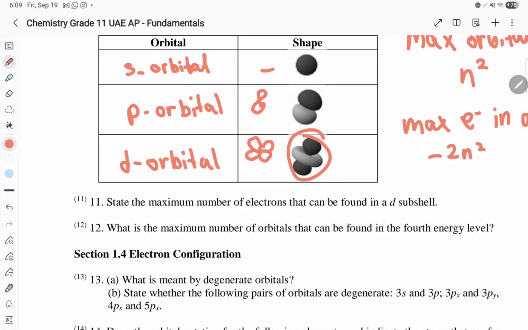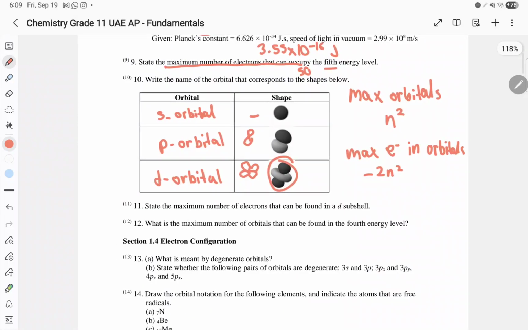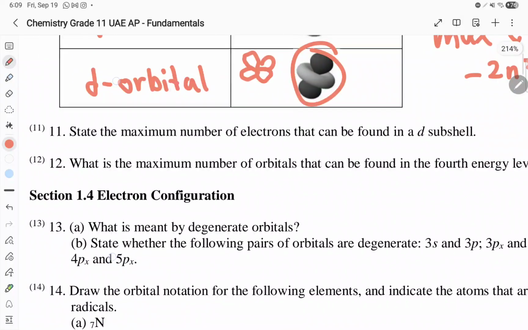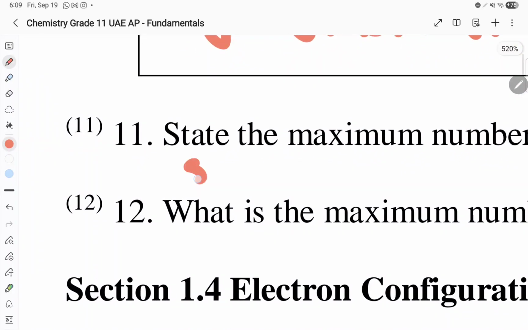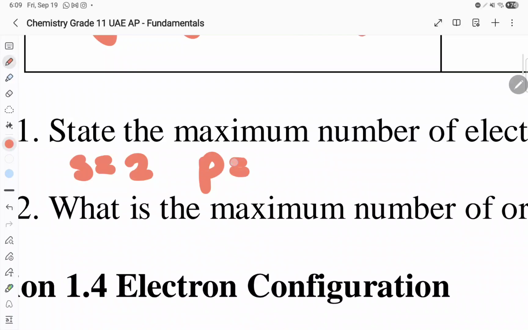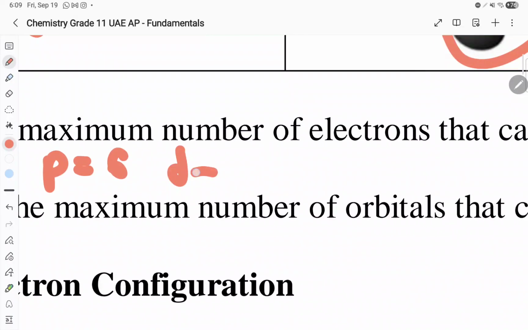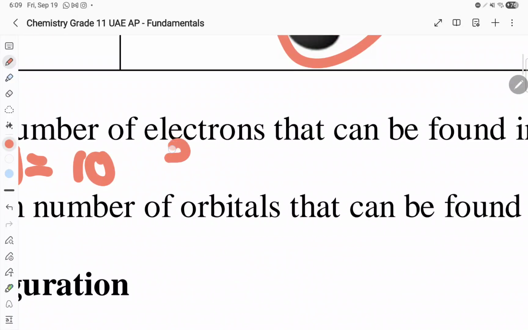Now, what's the maximum number of electrons that can be found in a d subshell? You're gonna say, okay, we apply one of these formulas. No, we cannot, because this is a subshell. We're talking about the d subshell, not the energy level. So memorize it: s can fit maximum 2 electrons, p can fit maximum 6, d can fit maximum of 10, and f can fit maximum of 14.